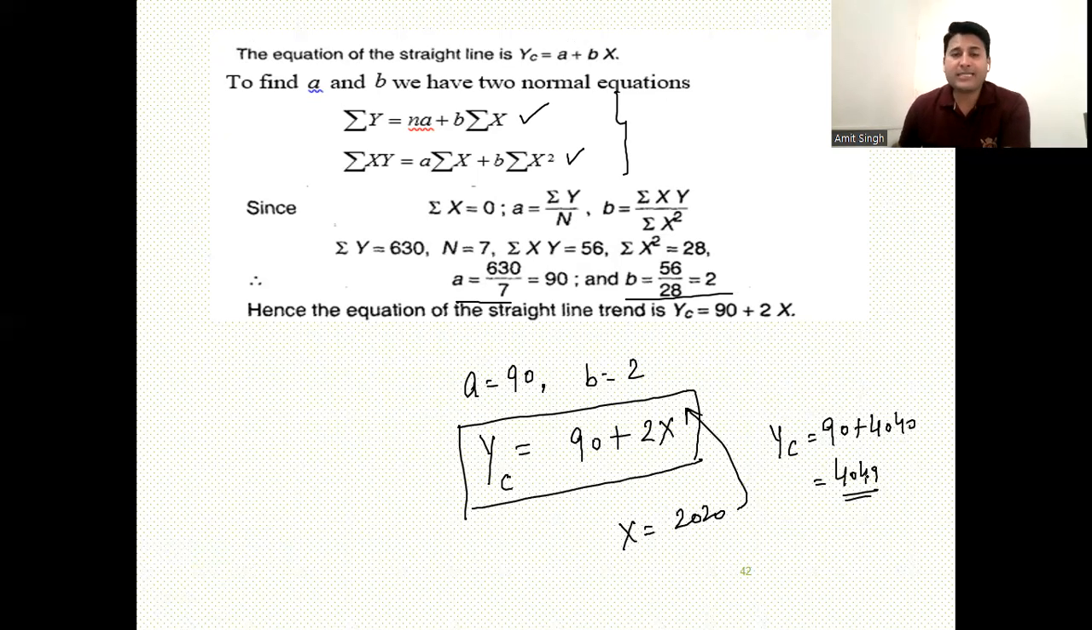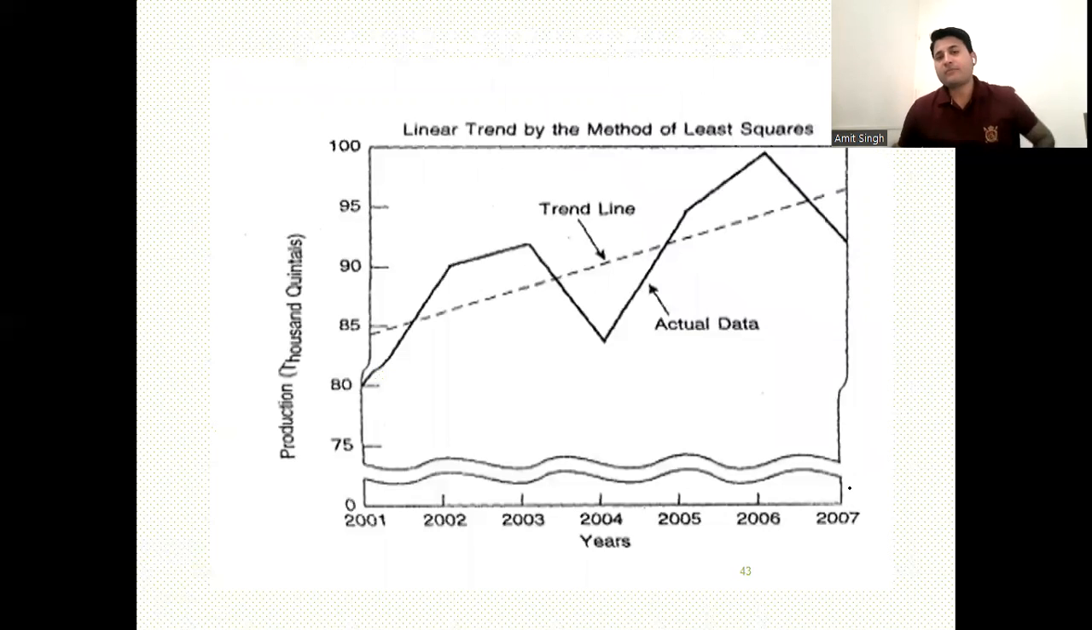Let us try to understand this on the graph. So this is the actual data, the curved line, and this is the second one we have, the trend line, and it is approximating or minimizing the error. I hope you understand this example. This graph is very important to understand.